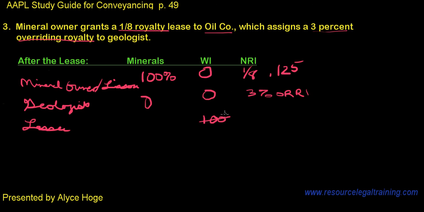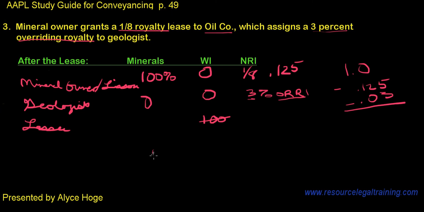So what we're going to do is take that 1.0 interest and deduct from it the 0.125. That's what they owe the landowner in royalties. And they also owe a 3% royalty to Joe Geologist over here. Okay? And so who pays for this 3% royalty interest? Does the royalty owner or does the working interest owner? It's the working interest owner that pays for any overriding royalties.